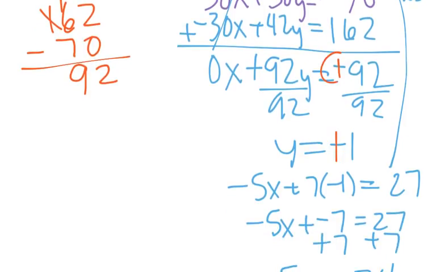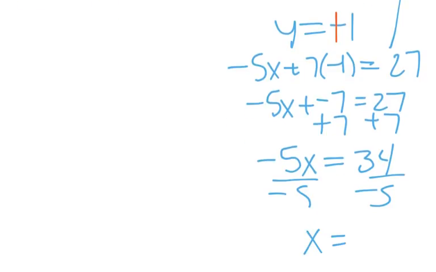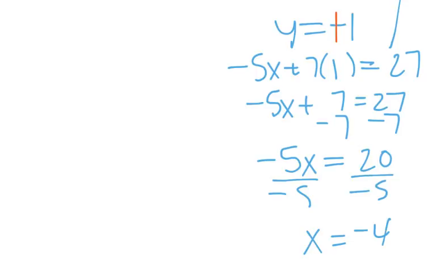And notice how one misplaced negative or positive can totally screw up your answer. Because that would be positive 1, making that positive 7, meaning I subtract by 7 instead of adding 7, meaning 27 minus 7 gives us 20 divided by negative 5 is negative 4, which is a much nicer number to deal with.